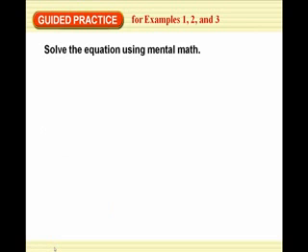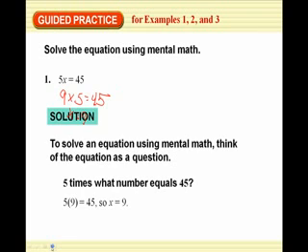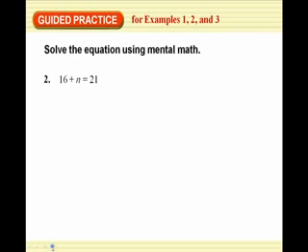Okay, guided practice, and you're doing these with me. Solve the equation using mental math, and remember one of the ways is to pose it as a question. 5 times what number is 45? Well, 5 times 9 is 45. Okay, so x equals 9 in that problem. Again, we pose it as 16 plus what number is 21? Well, if you add 5 to 16, you get 21. So n equals 5.